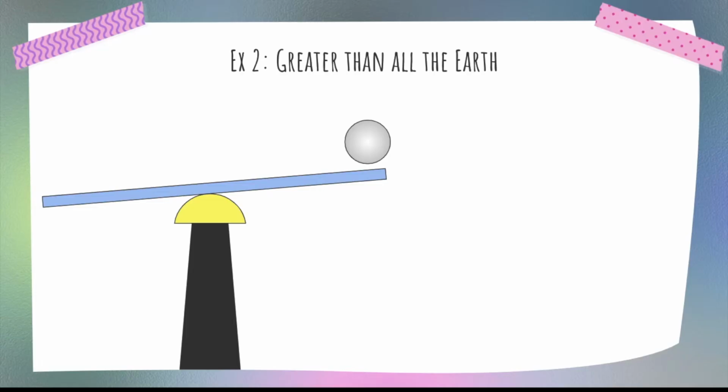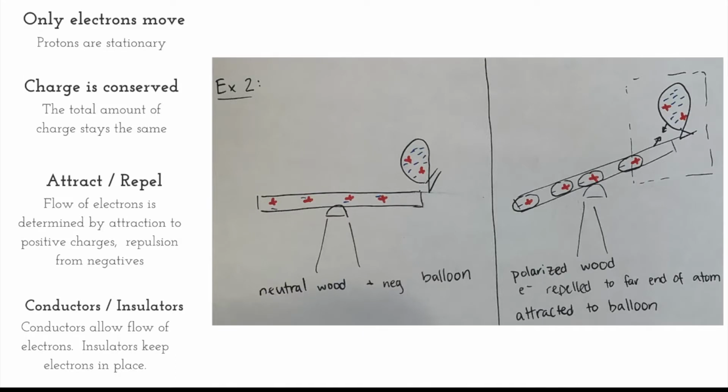Again, let's recap the scenario to make sure we've got all 4 points. In this drawing, only the electrons moved. The protons all stayed in the same place. And there's the same amount of charge in the before and after picture. Again, there were 6 protons and many electrons, but the total amount of charge was conserved.